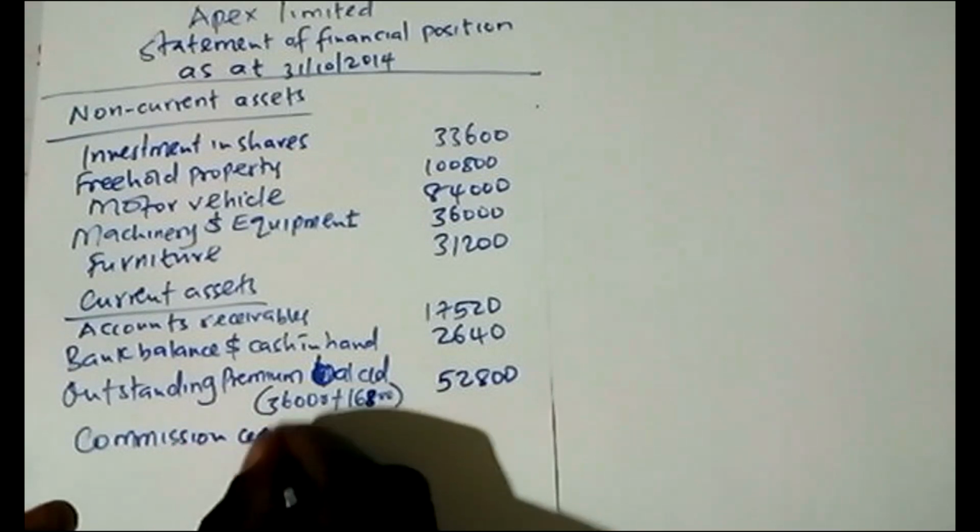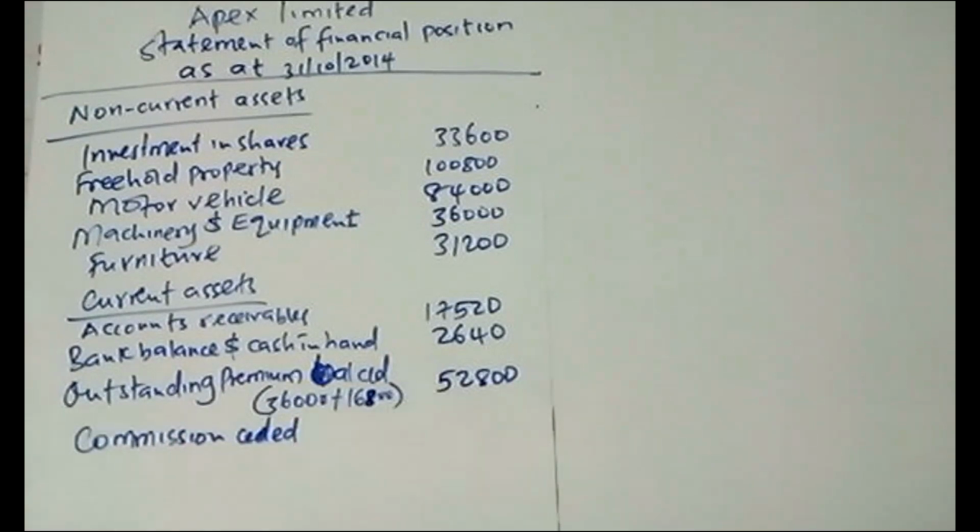Commission ceded. Remember that we said the commission ceded is the amount of the commission receivable from the insurance. So it's what you expect to receive. It's a current asset. You are receiving it from another insurance firm because you had given them some business. You have transferred some premiums to them, so you receive some commission. We had done that one in our first statement.